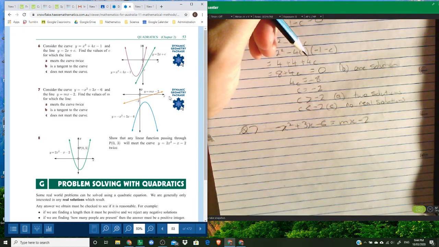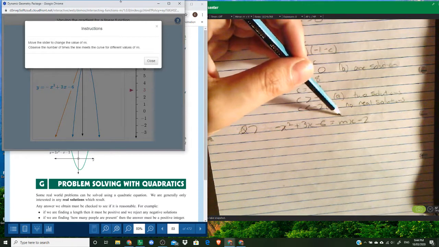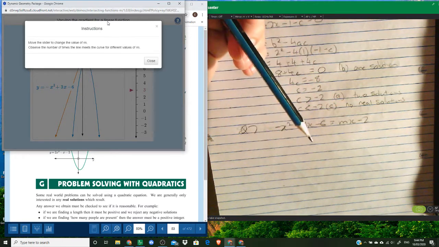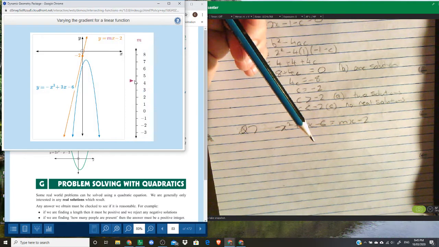Let's have a look at the picture here. So I'm varying the slope of the line. Let's see what happens then. Okay, so if I go up, that makes the slope steeper. And you can see as the line's getting closer and closer, it's not meeting until we get to 6, 7. And then if I go above 7, I get 2 solutions.